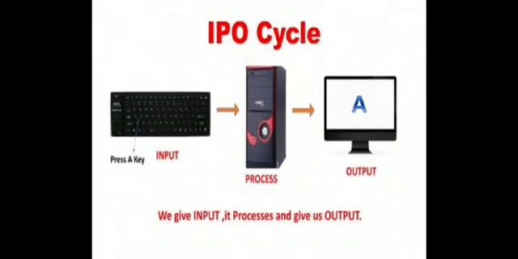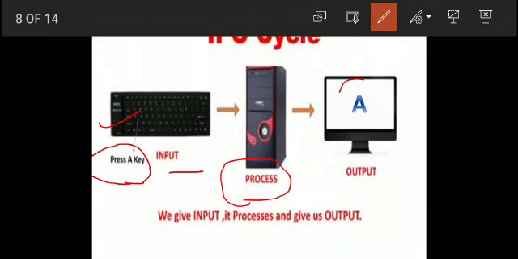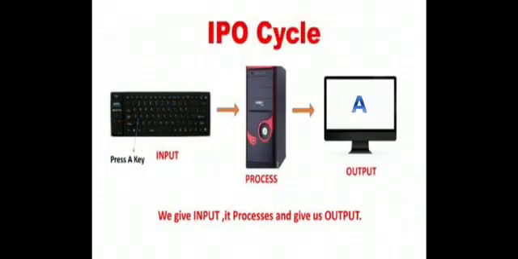So one more example I will give you. See here, we give input to the computer through the keyboard. Suppose we have pressed A key from the keyboard and processing is done here and you get the result A on the monitor. So this is the output. A is the output which is displayed on the monitor. So we give input to the computer through the keyboard. Processing is done in the CPU and output we get on the monitor. So this is IPO cycle, input, process, output cycle.